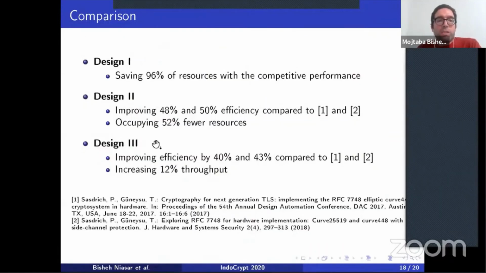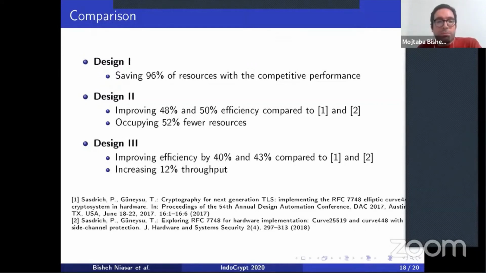The result shows that our design one can save 96% of resources compared to previous work with competitive performance. Our efficient design can improve efficiency by almost 48% compared to the best previous work while occupying 52% fewer resources, and our high performance design can improve efficiency by almost 40% compared to previous work by increasing throughput by almost 12%.